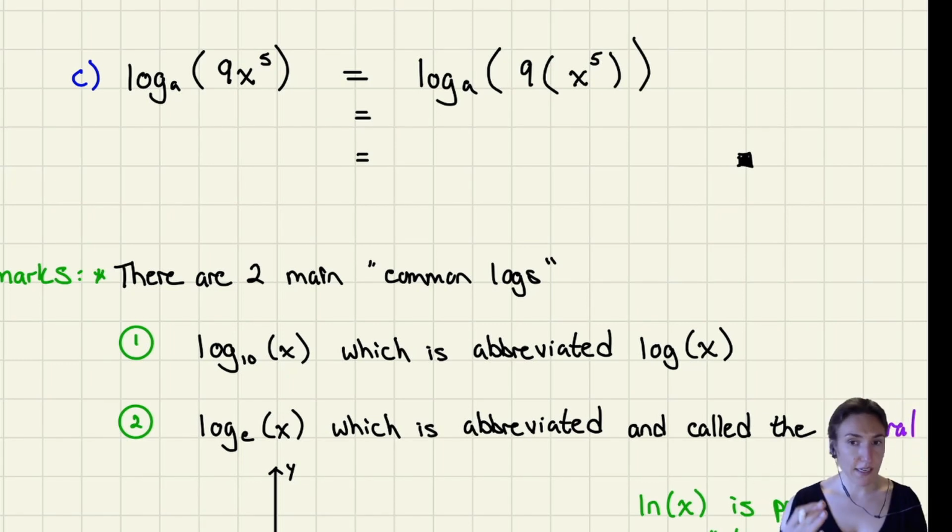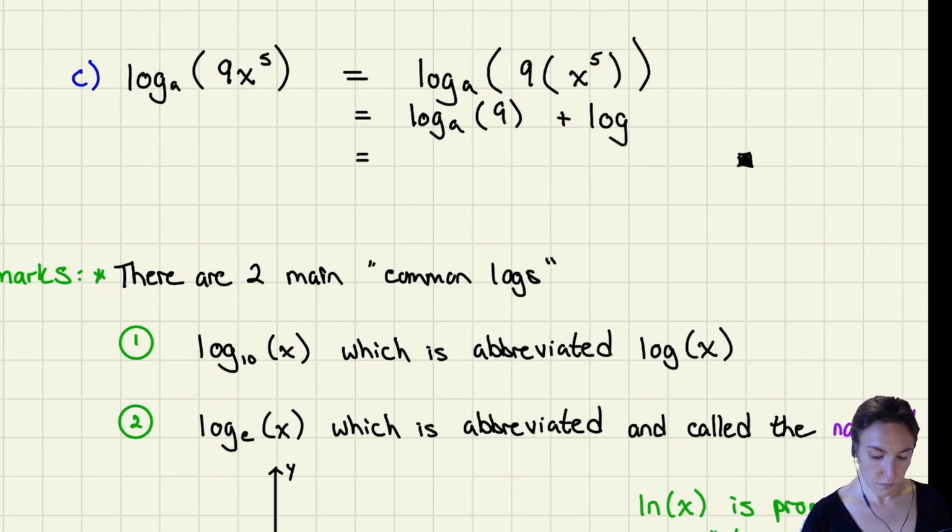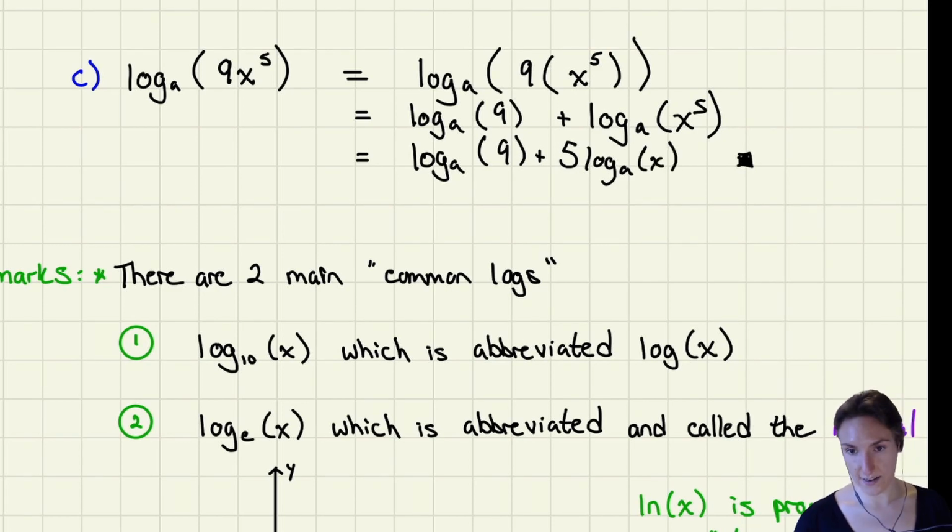So before I can bring down that exponent, I first have to split it up. I have to split it up into log base a of 9, and now I'll have a second term, log base a of x to the 5. And now for the second term, I can bring down the 5. If there was a bracket here and here, so the 5 could be distributed to both of them, then you could bring the 5 directly down. But otherwise, you have to split it up like this first. So log base a of 9 plus 5 log base a of x.